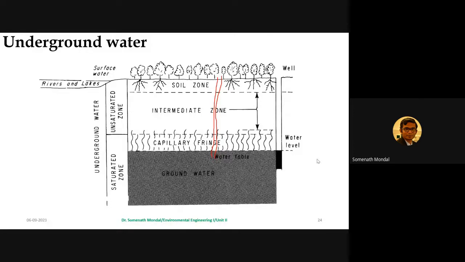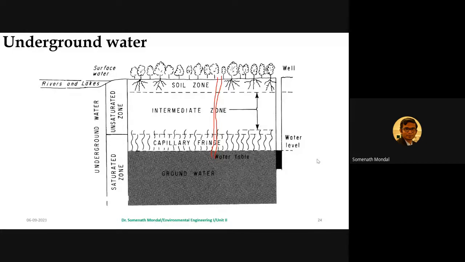Now, to define it, I would say all water beneath the land surface is referred to as underground water or subsurface water. So the equivalent term for water on the land surface is surface water, which we have discussed before. Underground water occurs in two different zones.